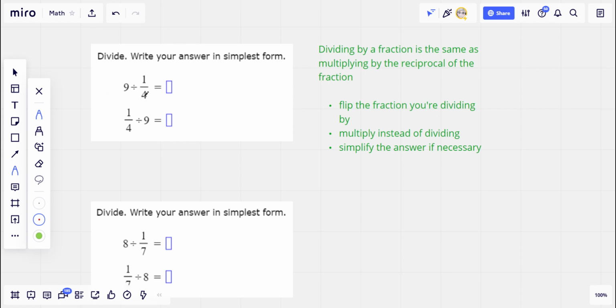We have 9 divided by 1/4. We're going to convert that into 9 times 4 over 1. And 4 over 1 is just 4, so this is 9 times 4. That's 36. Let's try this next one.